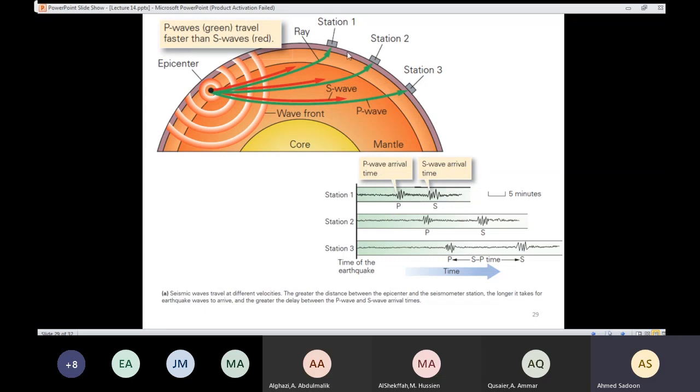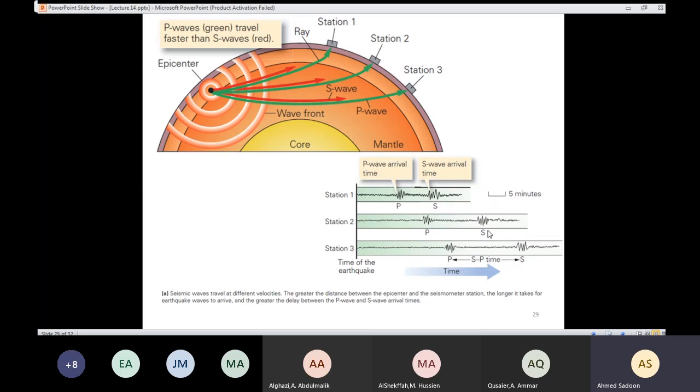So at station 1, if we say that the difference is about 5 minutes between the P wave and the S wave, then at station number 2, this difference is going to expand. So the time is going to be more than 5 minutes. And at station 3, the difference between them is going to expand even more.